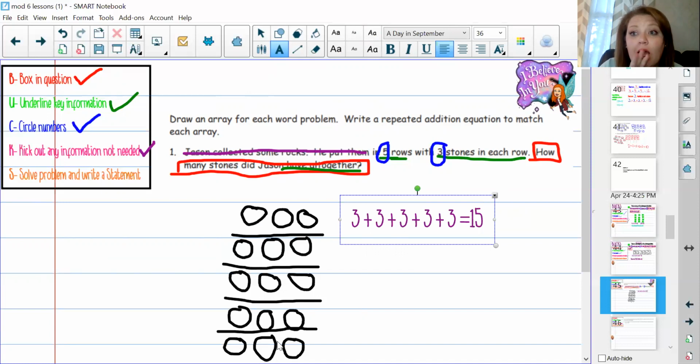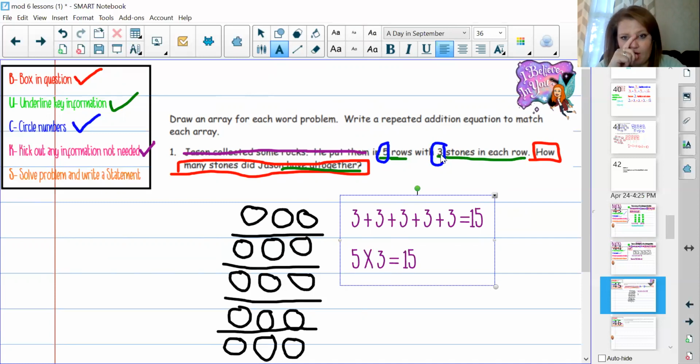Again, bonus, what would our multiplication sentence be? 5 rows with 3 stones. It doesn't have the word of there, but it has the word with. So we're going to go 5 times 3 equals 15. Okay, we solved our problem.